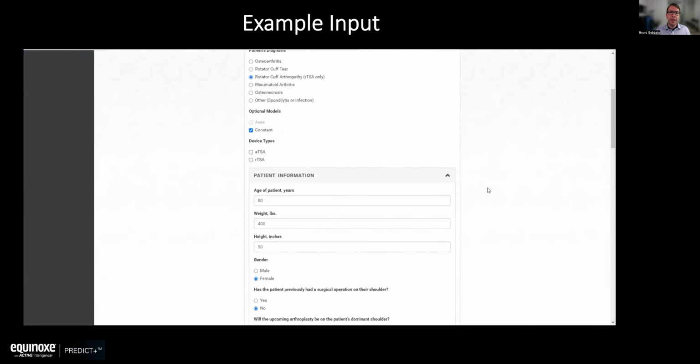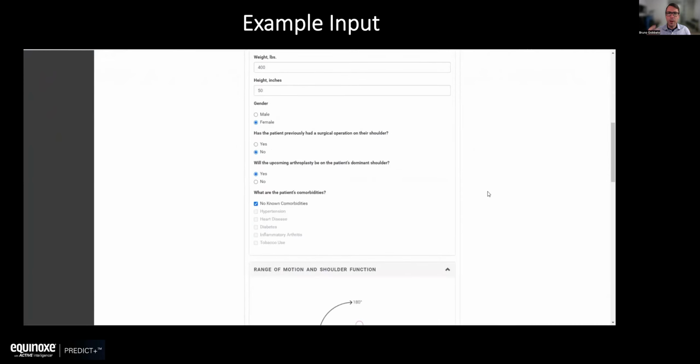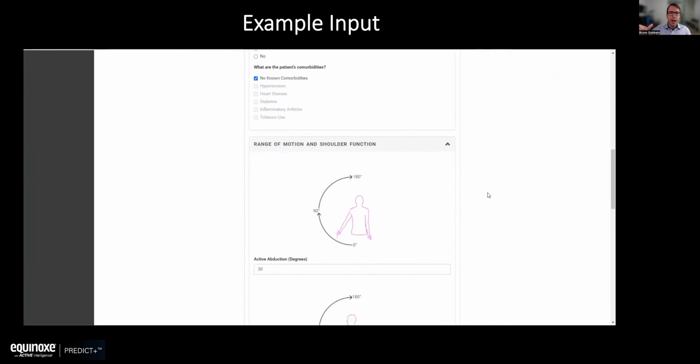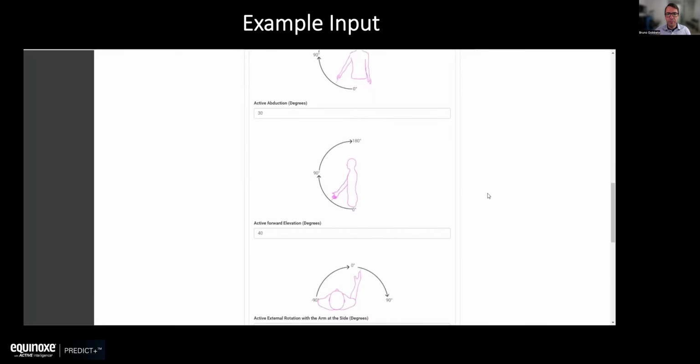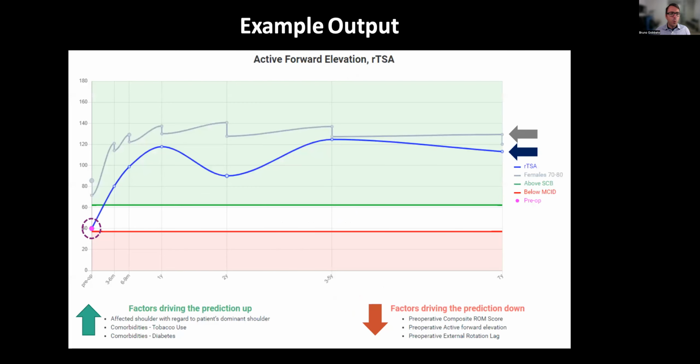And with some data that we give the machine learning, for example, age, gender, and the range of motion of the patient prior to the surgery, we can predict how the patient will be in different ways. For example, how the active forward elevation will be for the patient post-op, even at different timestamps. I can predict how much he will have at 6 months, 9 months, 1 year, 2 years. All these are predictions specific for that patient, and also the complications for that patient.